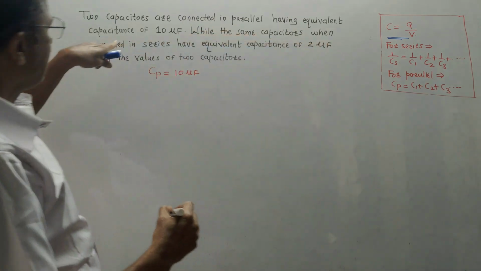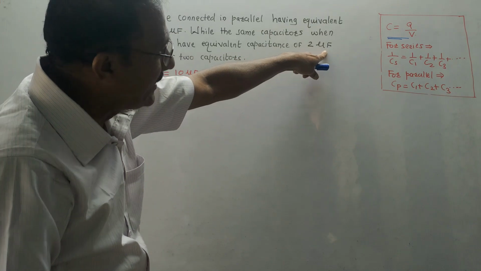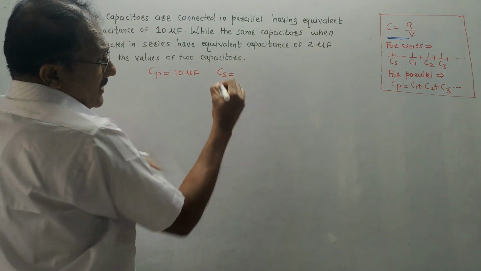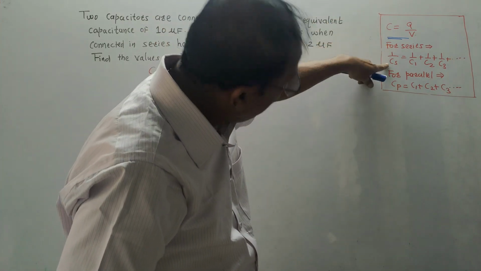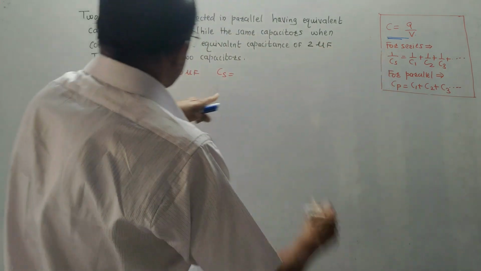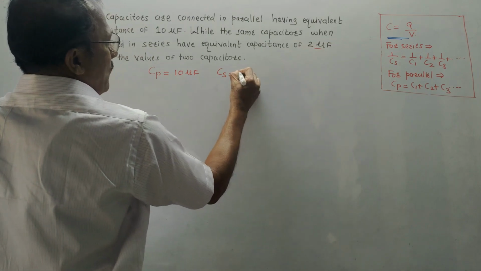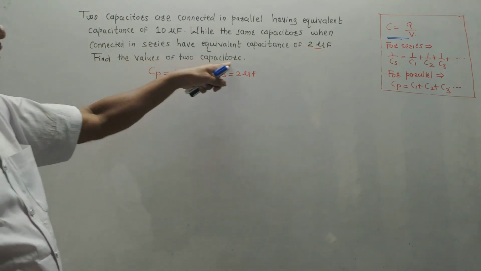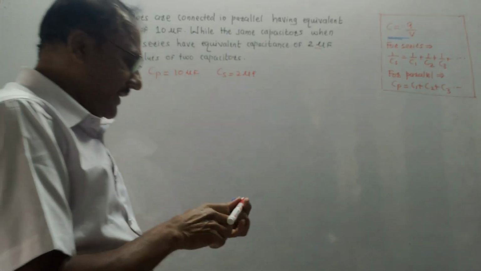While the same capacitors when connected in series have equivalent capacitance of 2 microfarad. For series connection, notation is Cs. Don't get confused. For doing calculation, we are using the formula 1 by Cs. But value of equivalent capacitance for series connection is Cs. So given value of Cs is this value 2 microfarad. It is asked to find the values of two capacitors. That means we need to calculate the values of two capacitors C1 and C2.